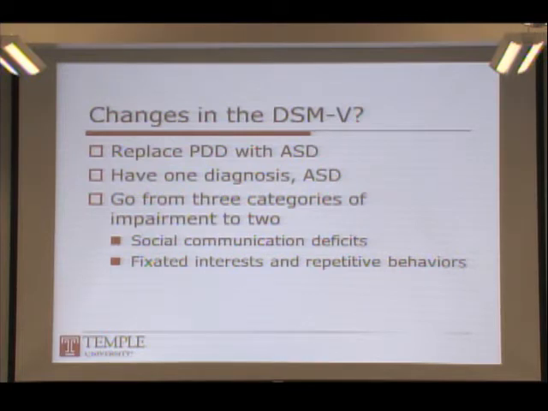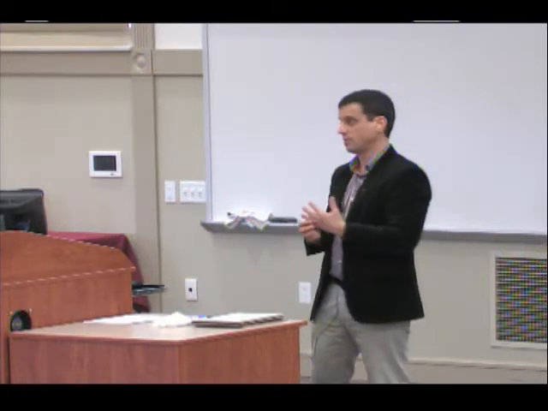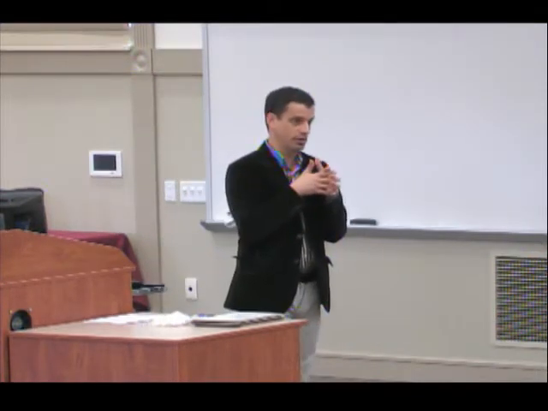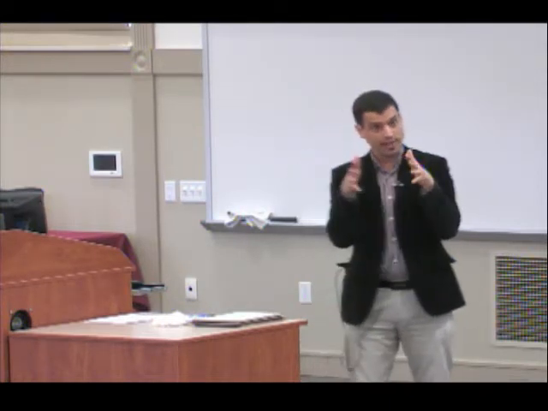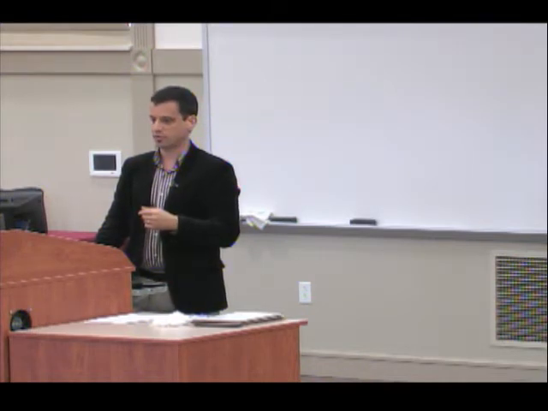And they're going to go from three categories of impairment to two. So they're combining social and communication deficits into one subcategory, social communication deficits, and then fixated interests and repetitive behaviors. What's the rationale for combining social deficits with communication deficits? Well, I guess it's that communication and social interaction occur simultaneously. In order to communicate, you've got to be interacting with somebody, right? So that's why those two have been moved together. And then we still have fixated interests and repetitive behaviors.